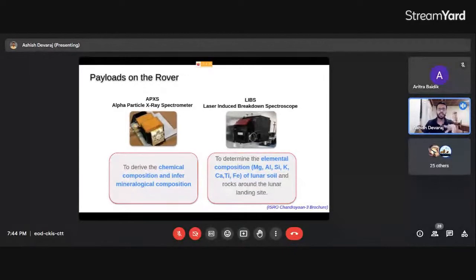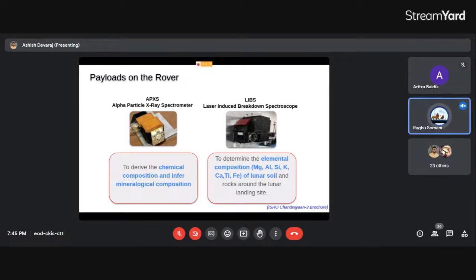The next payload is called the LIBS payload. It's called the laser-induced breakdown spectroscope. The name itself suggests that, right? You have a high energy laser which is fired onto the surface of the Moon, and that generates heat and burns the material there, forming fumes. The light coming from the fumes is measured by a spectroscope.